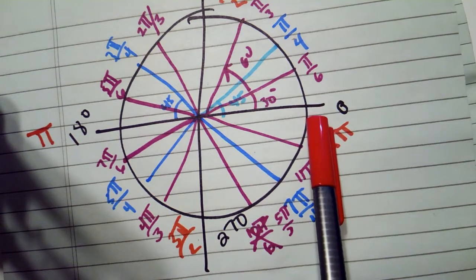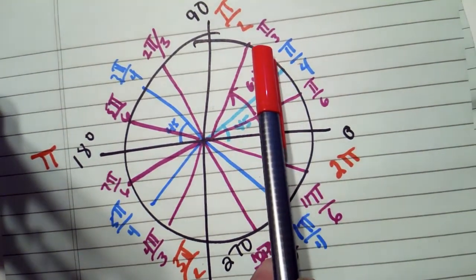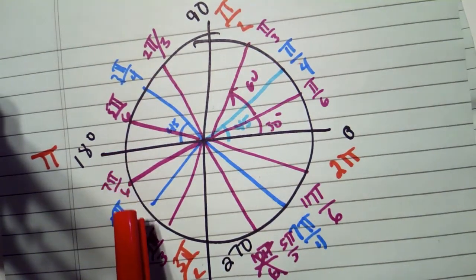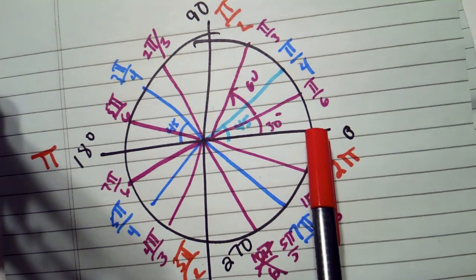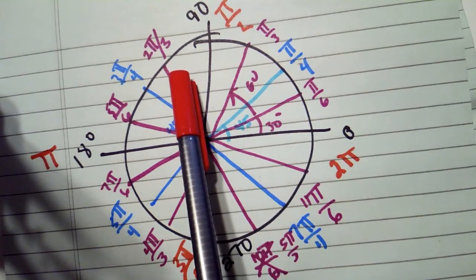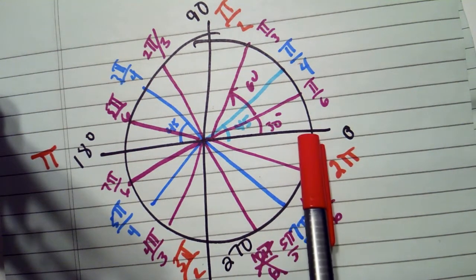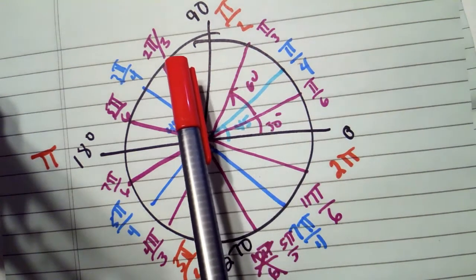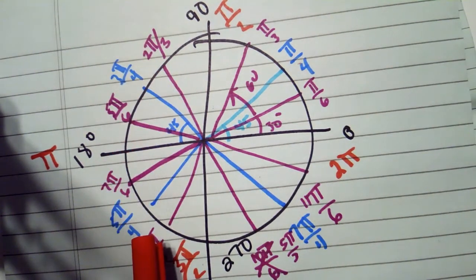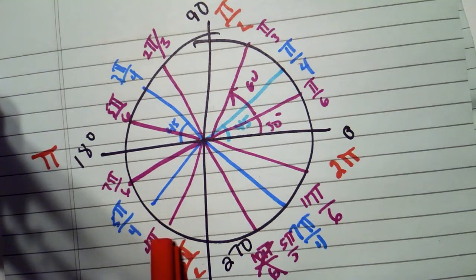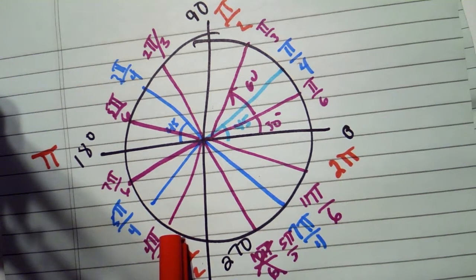So again, 0, 1, 2, 3, 4, 5, 6, 7, 8, 9, 10, 11, 12, 13, 14, 15, 16. Right here. So that's your terminal angle. Okay? 4 pi over 3.